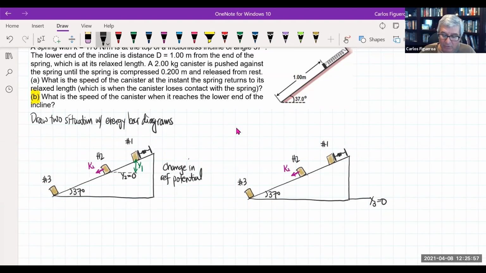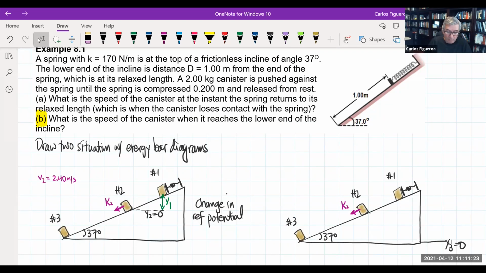But I think we should draw both of the diagrams so that you can judge what works best for you. What we did beforehand is that we started with energy state 1, we went down to energy state 2, and energy state 2 was the equilibrium height.